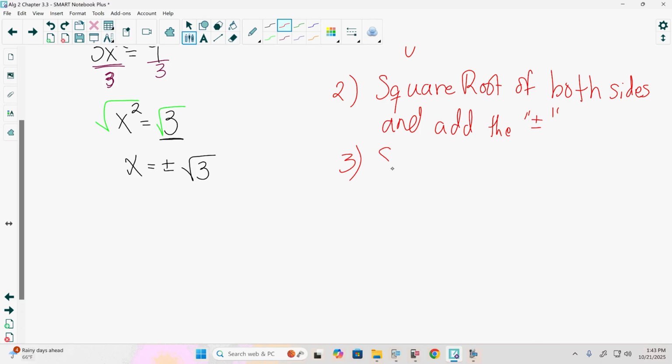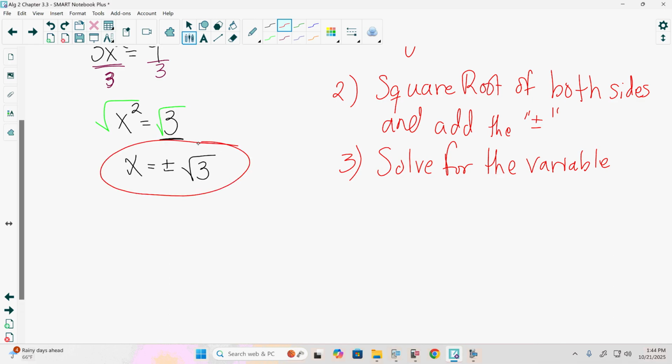That brings us to the last step, which is to solve for the variable. We need to get the variable by itself, and here x is indeed already by itself. So our solution here is that x is equal to plus or minus the square root of 3. And that's all we have to do on this one here.